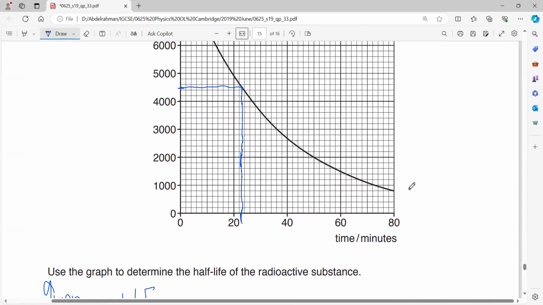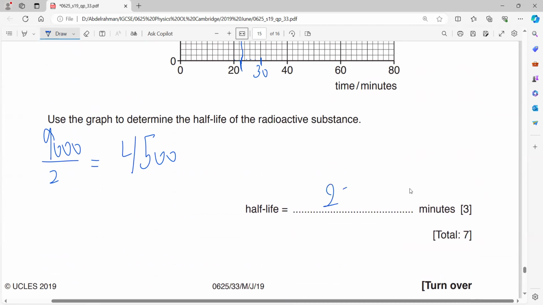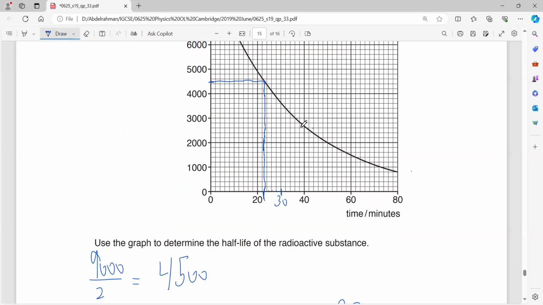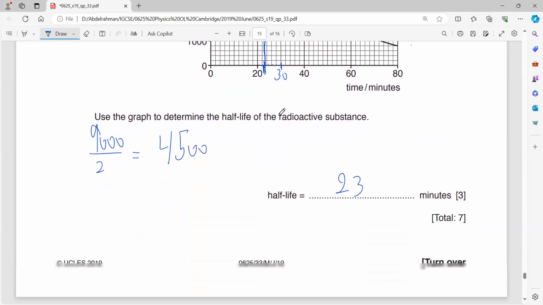23. 23, correct. Why 23? Here this is 30, so 20, 22, 24, 26, 28, 30. So if it comes in the center, this is 23 minutes. Exactly. Be careful, if you write down 21, it's wrong. Sorry, if you write down 22, it's wrong. If you write down 24, it's also wrong. You have to do it very, very accurately here, guys. 4,500, it's in the center of the square, and it moves on the center of the square too, which is at 23. Okay, let's go.